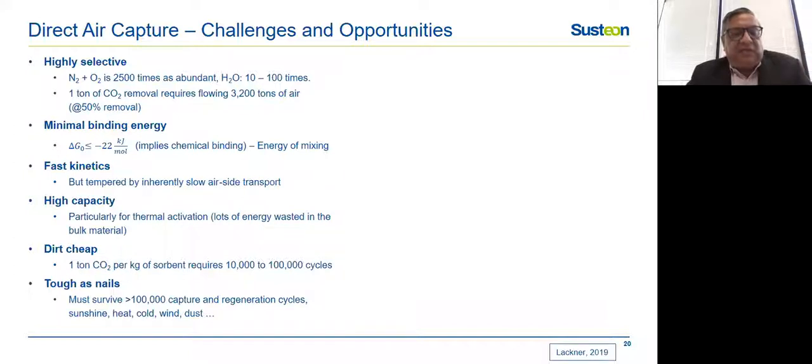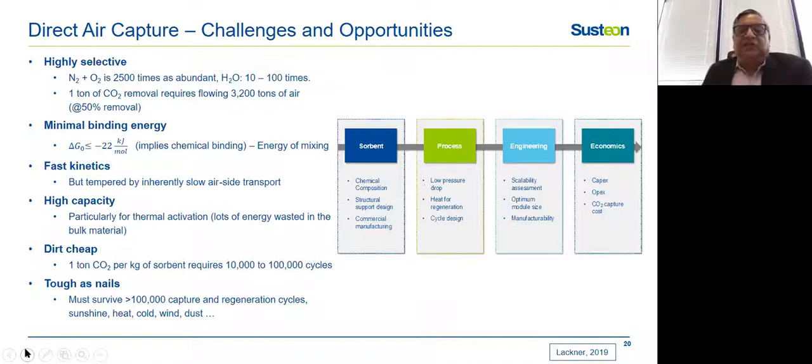The solvent needs a fairly high capacity. It has to be dirt cheap, and it needs to survive for a long time. We can't afford to change this material. So I think the key thing to this one is it's not only the solvent. We need to understand process, engineering, and economics. They all need to go hand in hand to really develop this technology. And a lot of work is being done in this area.